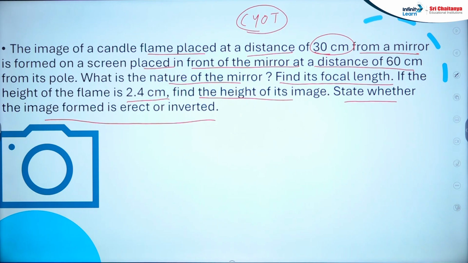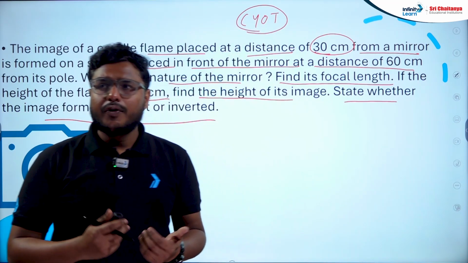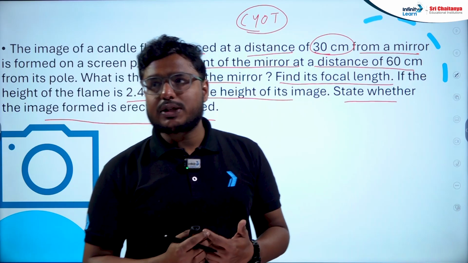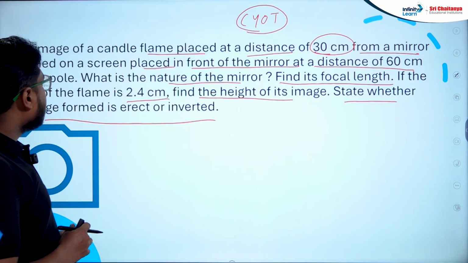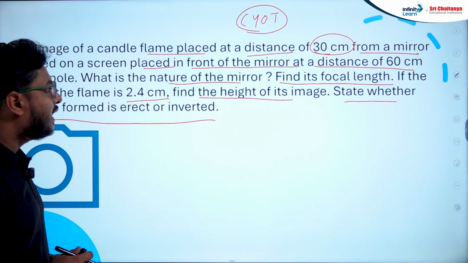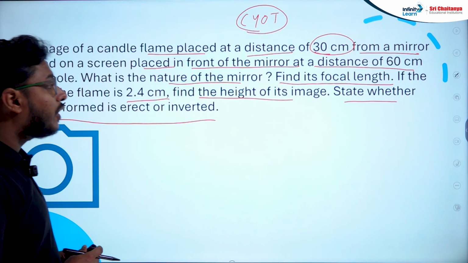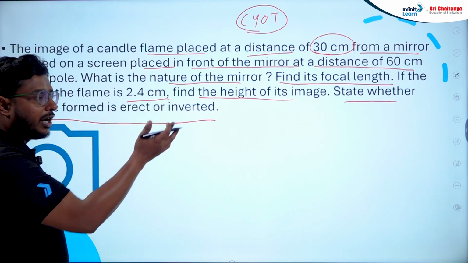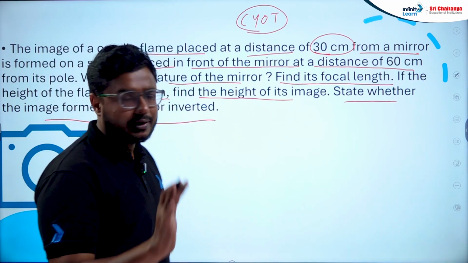Now the few points, if you focus here, it's very important. I'm always saying that whenever you are reading a question, first you should take a note of what is given in the question, right? Let's see this question. It is saying that the image of a candle flame placed at a distance of 30 centimeter from a mirror is formed on a screen placed in front of the mirror at a distance of 60 centimeter. We all know that usually we are going to place the object always on which side? In front of the mirror always, right?